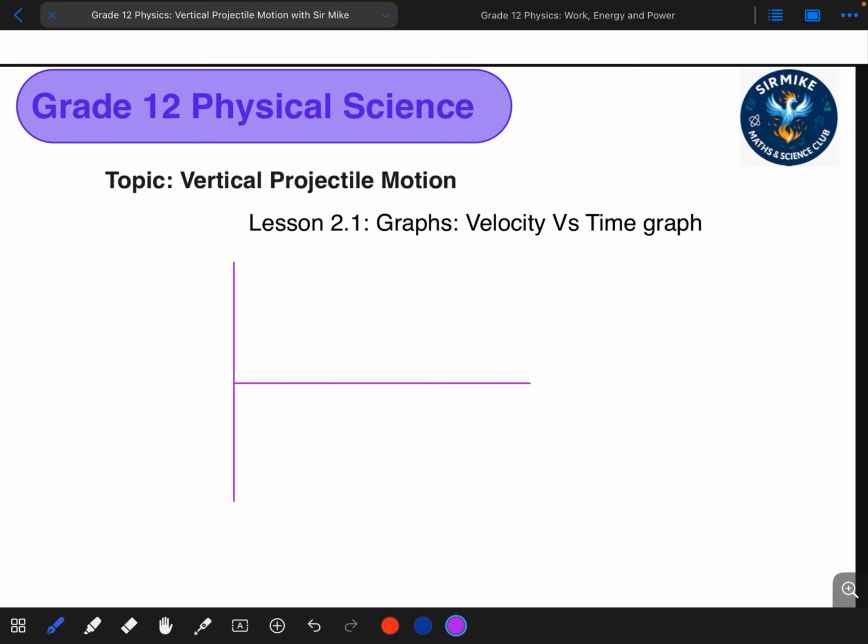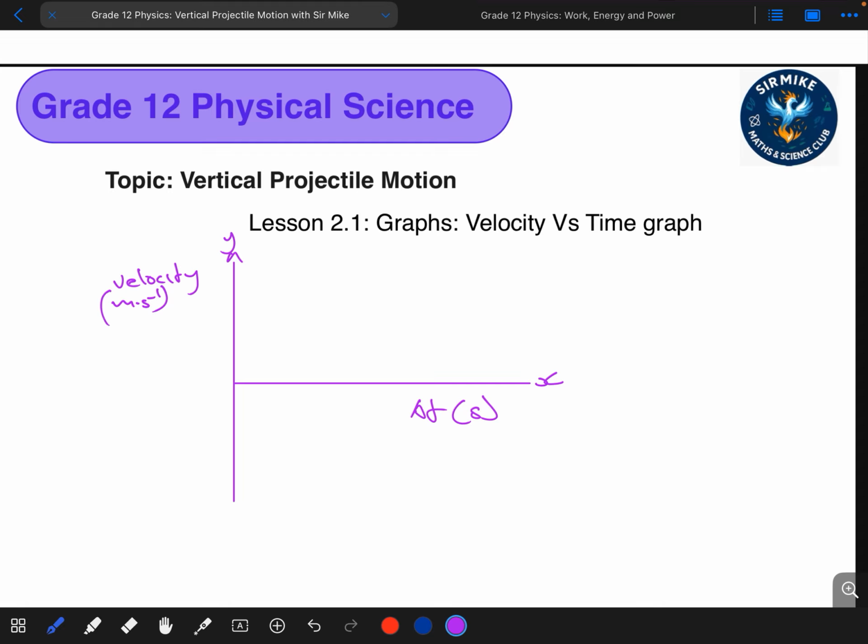When it comes to the velocity versus time graph, we have the y-axis representing the velocity, and the x-axis representing time. Velocity is measured in meters per second, and the change in time on the x-axis is measured in seconds.